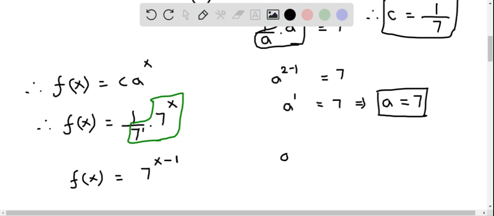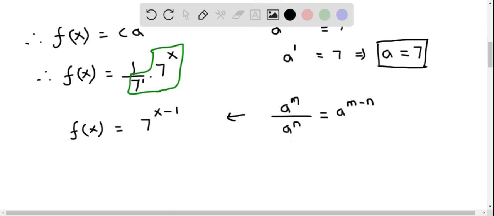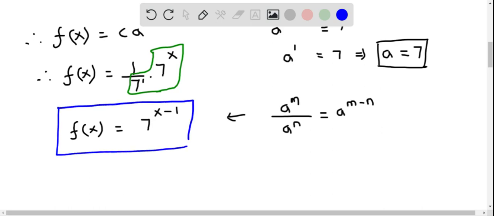That is, when we have a raised to the power of m divided by a raised to the power of n, this equals a raised to the power of m minus n. So using this, I have written this. So finally, we got the function f(x), which equals 7 raised to the power of x minus 1.